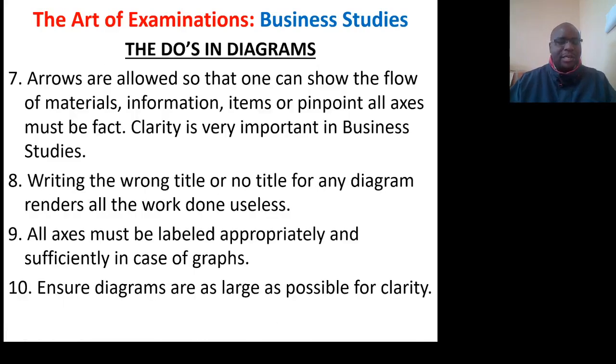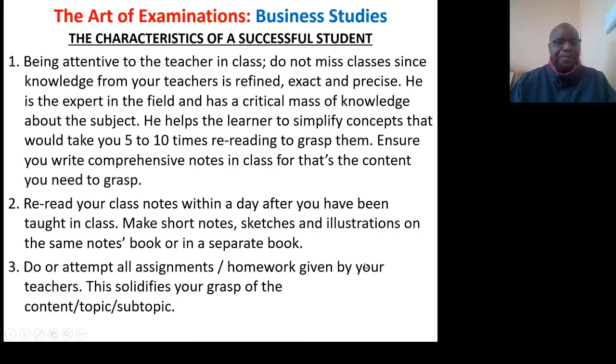The do's in diagrams. Arrows are allowed so that one can show the flow of materials, information, items, or pinpoint details. All the axes must be factual. Clarity is very important in business studies. Writing the wrong title or no title for any diagram renders all the work done useless. All axes must be labeled appropriately and sufficiently in case of graphs. Ensure diagrams are as large as possible for clarity.